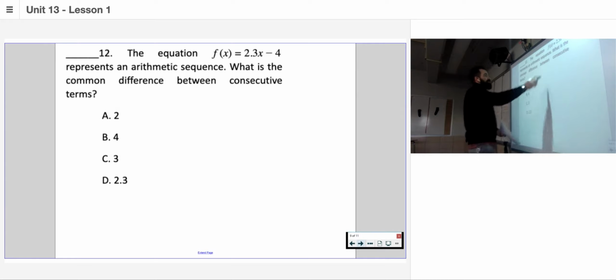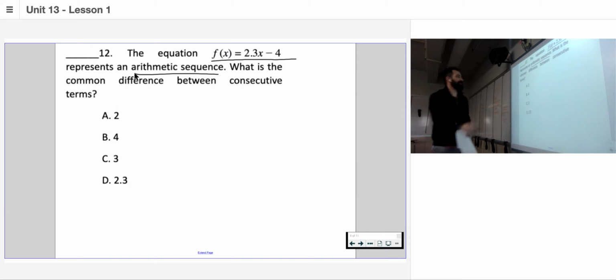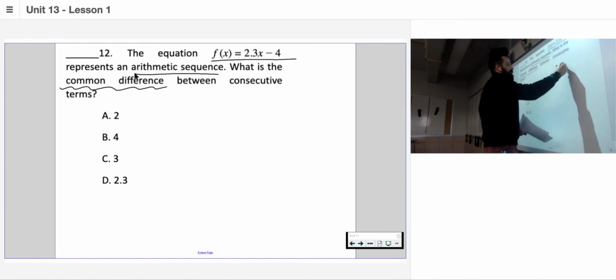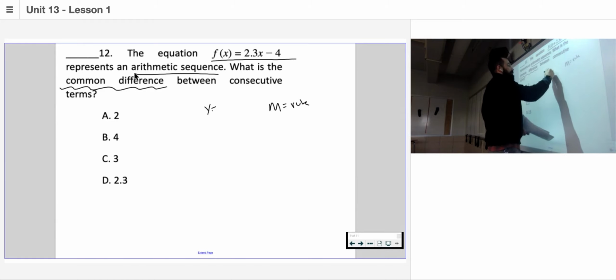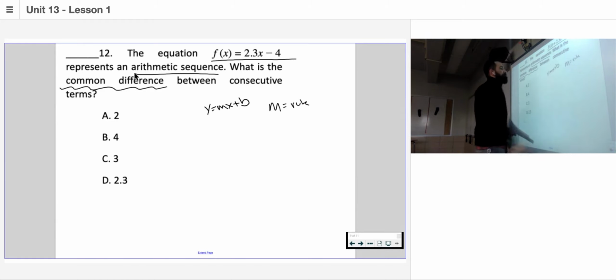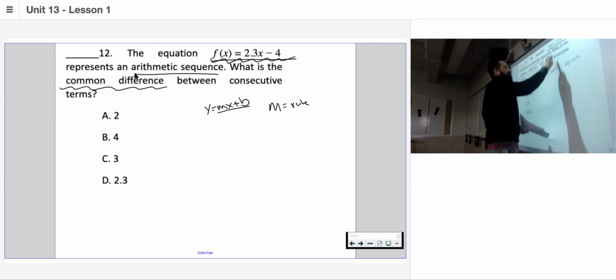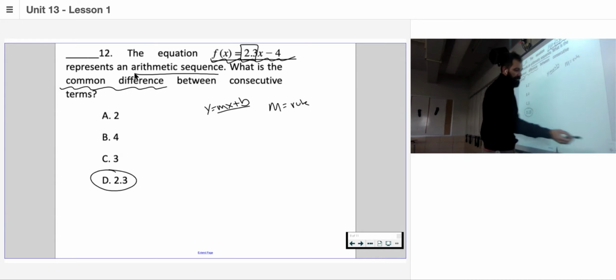An arithmetic sequence of f of x equals 2.3x minus 4. What is the common difference? Common difference just means what's the rule? Okay, so if we know y equals mx plus b, we know m is the rule. Y equals mx plus b. Which number is in the m spot? Well, if we just look at this, the first number here is our rule, which is our common difference, 2.3. Hopefully an easy question for you all.